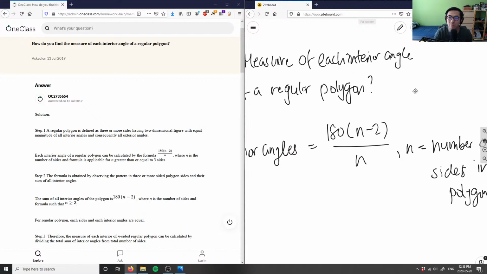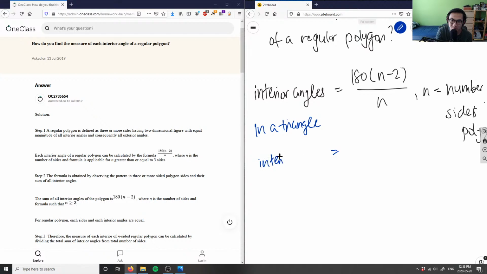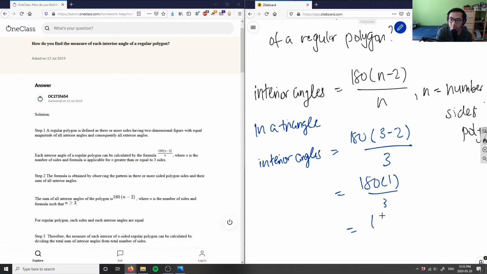So let's put this into practice. What if I had a triangle? Let's see the measure of each interior angle in a triangle. In a triangle, I have 3 sides, right? So I'm going to say 3 is my n here: 180 times 3 minus 2, divided by 3. 3 minus 2 is simply just 1, so I have 180 divided by 3, which is going to equal 60 degrees.